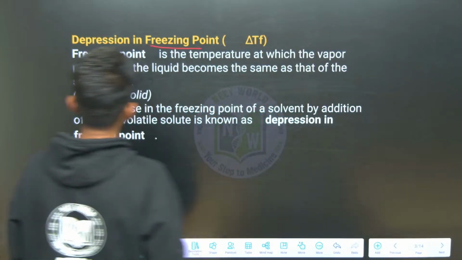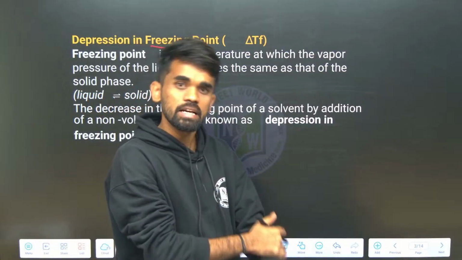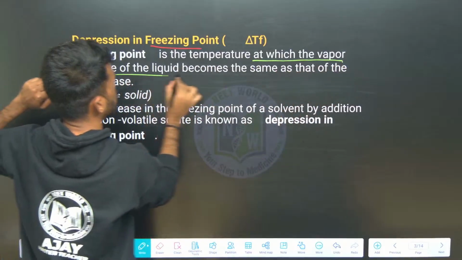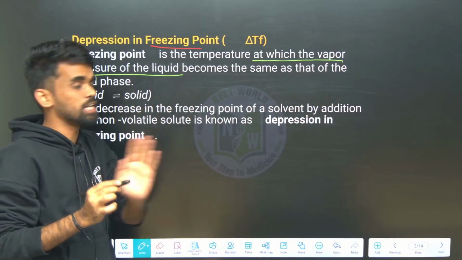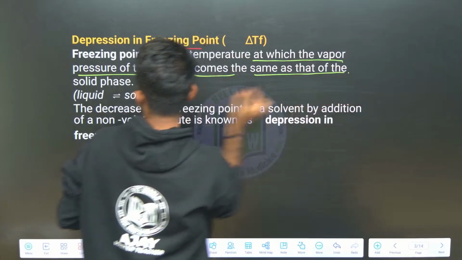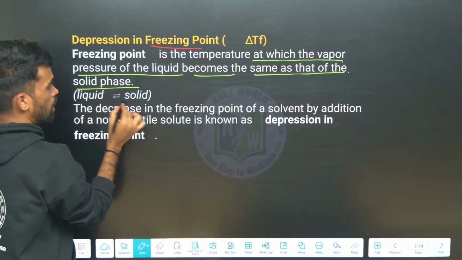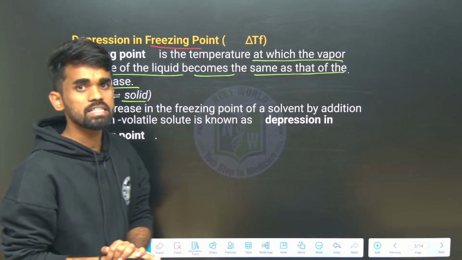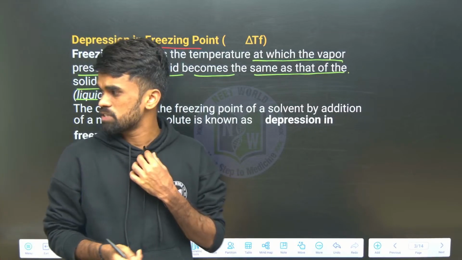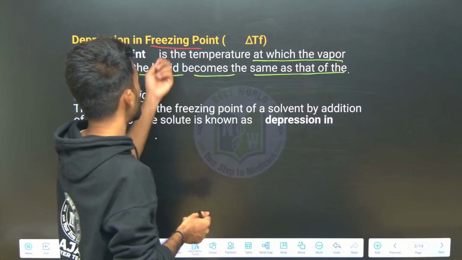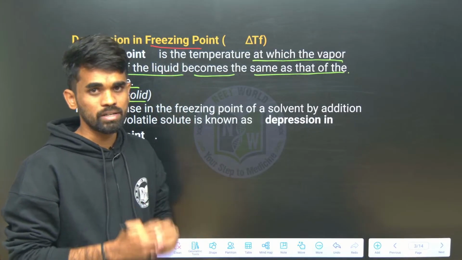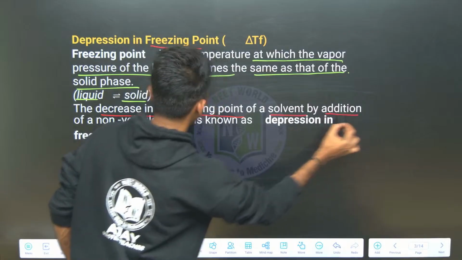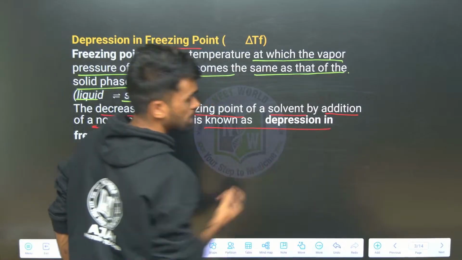For example, see here what exactly is freezing point. First of all, understand that, later we will move forward. See, freezing point is the temperature at which the vapor pressure of that particular liquid becomes the same as that of the solid phase. It means liquid vapor pressure and solid vapor pressure will be in equilibrium with each other. This is the temperature at which we consider the freezing point of that particular liquid. Okay, so now the decrease in the freezing point of a solvent by addition of non-volatile solute is known as depression in freezing point.